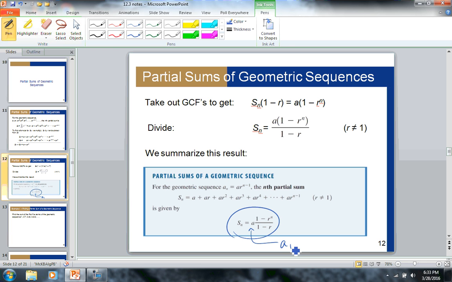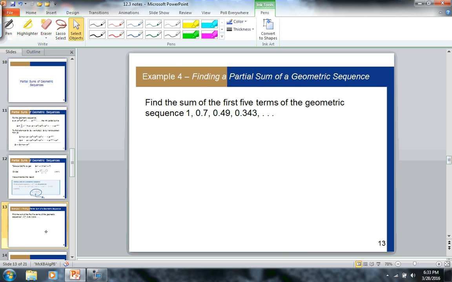Okay, so let's see if we can do that then. Let's find the sum of the first 5 terms of the geometric sequence, and the sequence starts at 1, and then we have 0.07, and then 0.49, and 0.343. So we've got the first 4 terms, we need the 5th term.